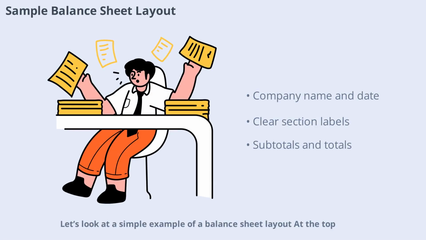Let's look at a simple example of a balance sheet layout. At the top, you'll have the company name, the title, balance sheet, and the reporting date. Below, list assets, then liabilities, and finally equity. Each section should be clearly labeled and subtotaled with a final check to ensure assets equal liabilities plus equity.